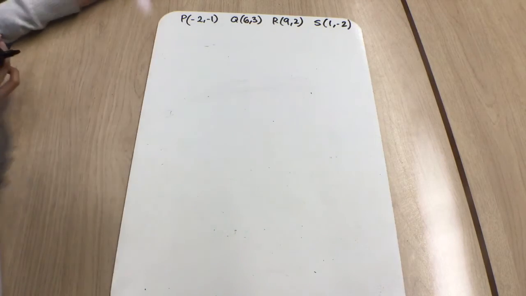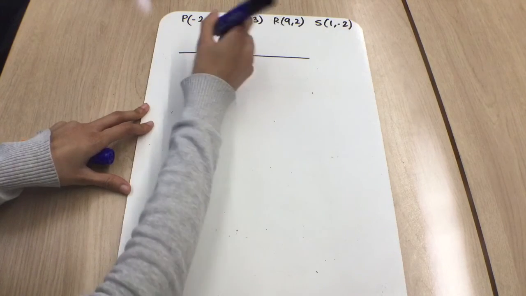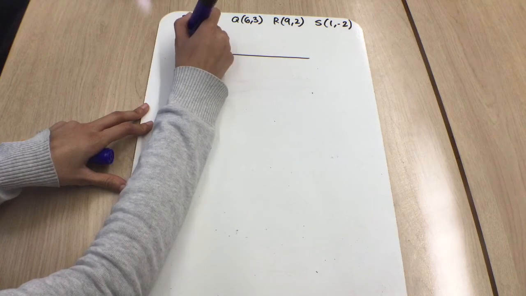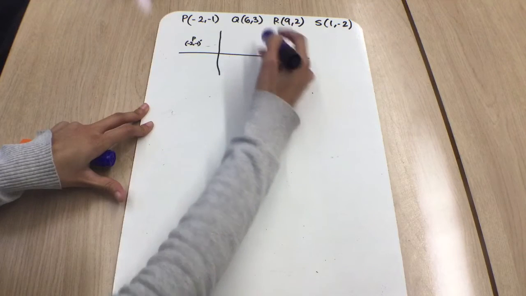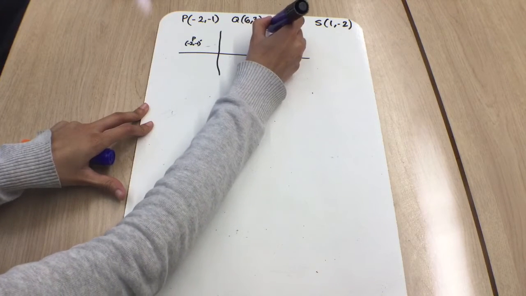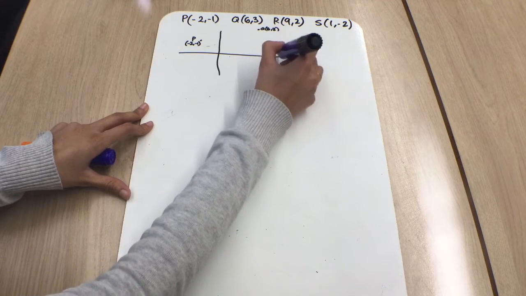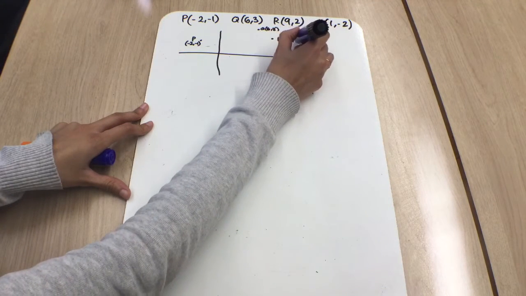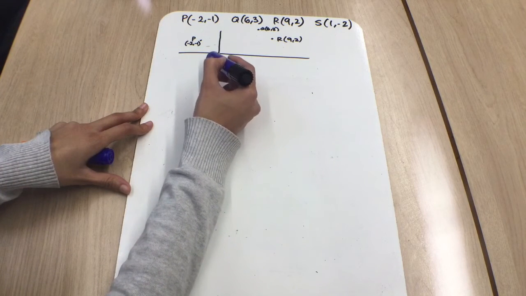Okay, so we've got four coordinates, P, Q, R and S. So I'm just going to plot these on a set of axes just to get a rough idea of where they are. So P is somewhere here, that's -2, -1. Q is somewhere up here, that's 6 and 3. R is 9 and 2, so it's probably somewhere here. And S is 1, -2, so probably somewhere here.